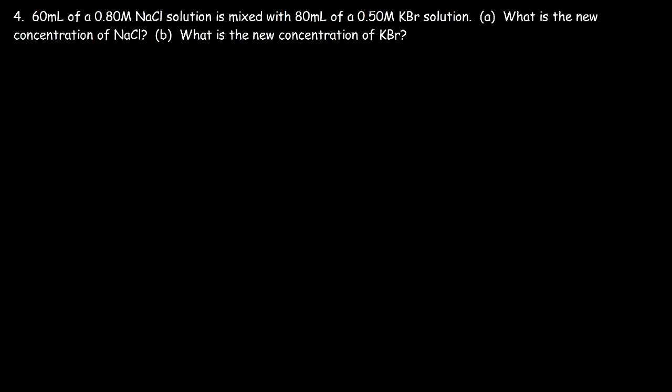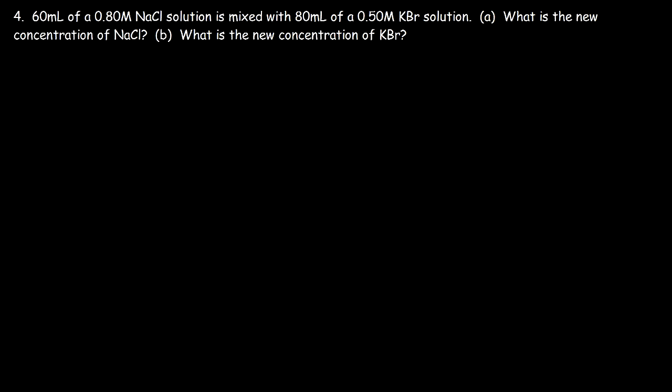Number 4. 60 milliliters of a 0.8 molar sodium chloride solution is mixed with 80 milliliters of a 0.5 molar KBr solution. Part A. What is the new concentration of sodium chloride? In the first 3 problems, we were adding or removing water, and that's it. But in this problem, we're mixing two different solutions with different substances in them. We have 2 different substances, NaCl and KBr. So how can we find a new concentration after mixing these 2 solutions?